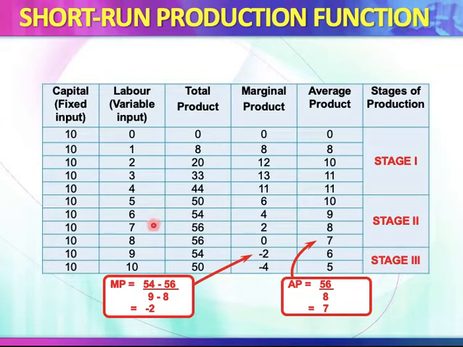And next, I hired one more worker, Gani. When Gani comes into the factory, the total product is 56. The marginal product, the additional product when I add Gani, is only 2, and the average product is 8. And when I add one more worker, Haris, the total product is not changed. The marginal product is 0. So if you are the owner, should you hire Haris?